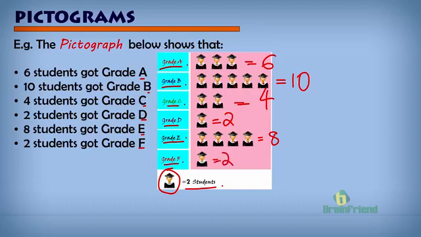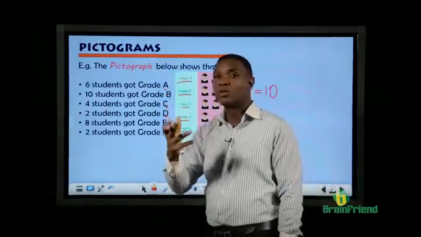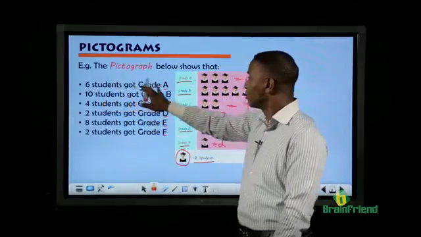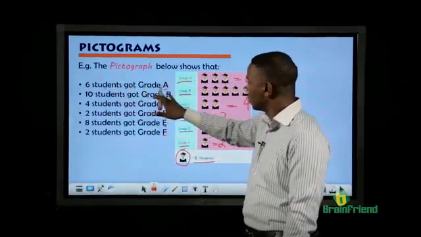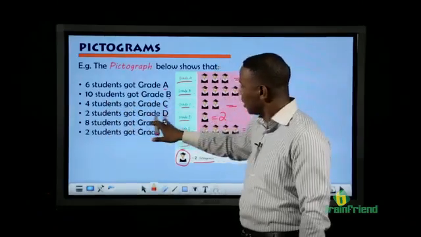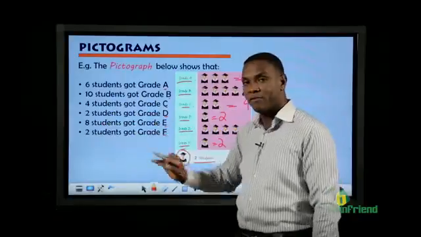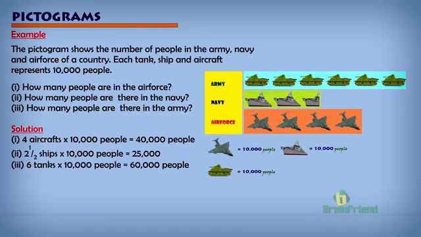So we see that our pictograph here has been able to pass across to us the information that 6 students got grade A, 10 students got grade B, 4 students got grade C, 2 students got grade D, 8 students got grade E, and 2 students got grade F. Let's take a quick look at a last example. The pictograph shows the number of people in the Army, Navy, and Air Force of a country.